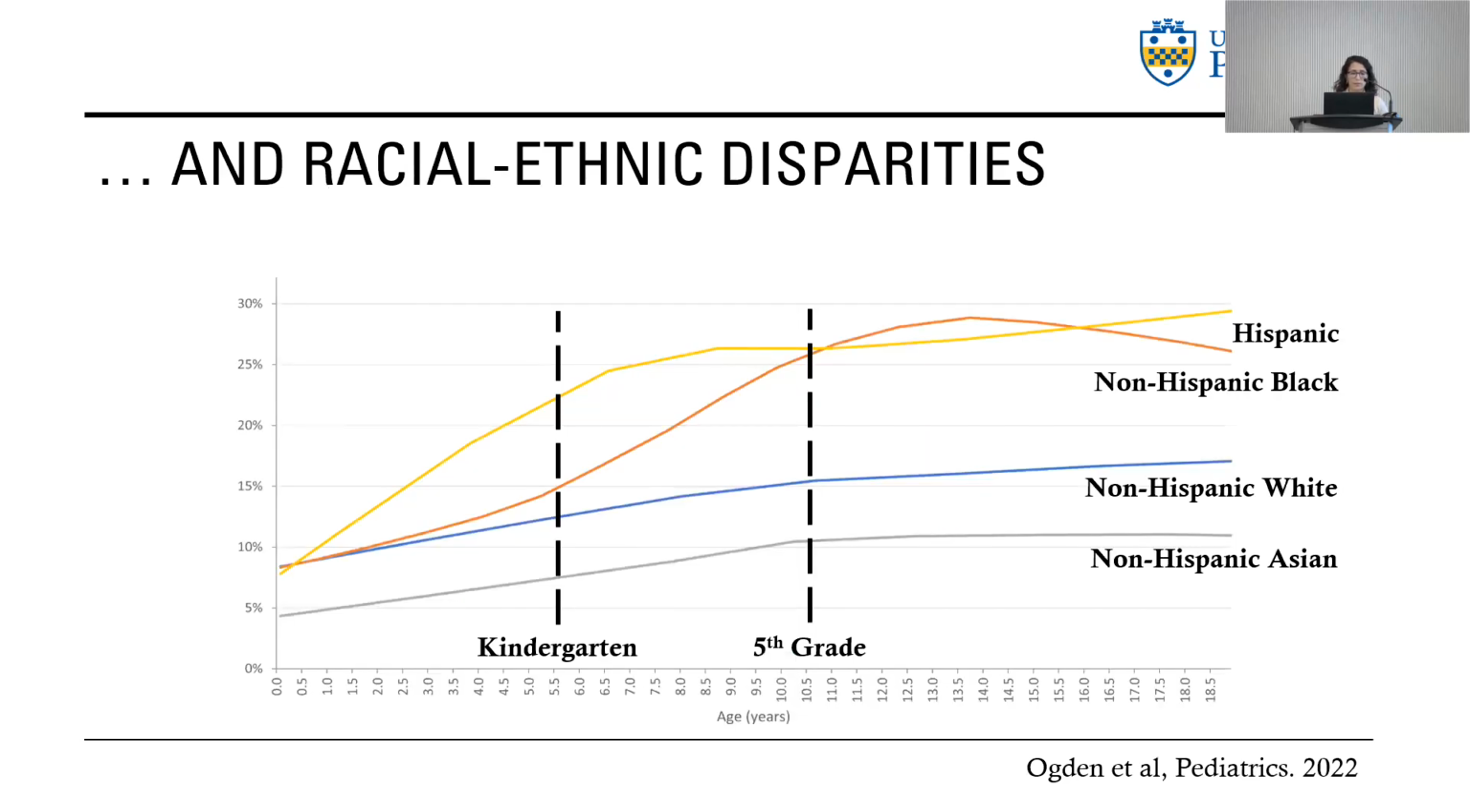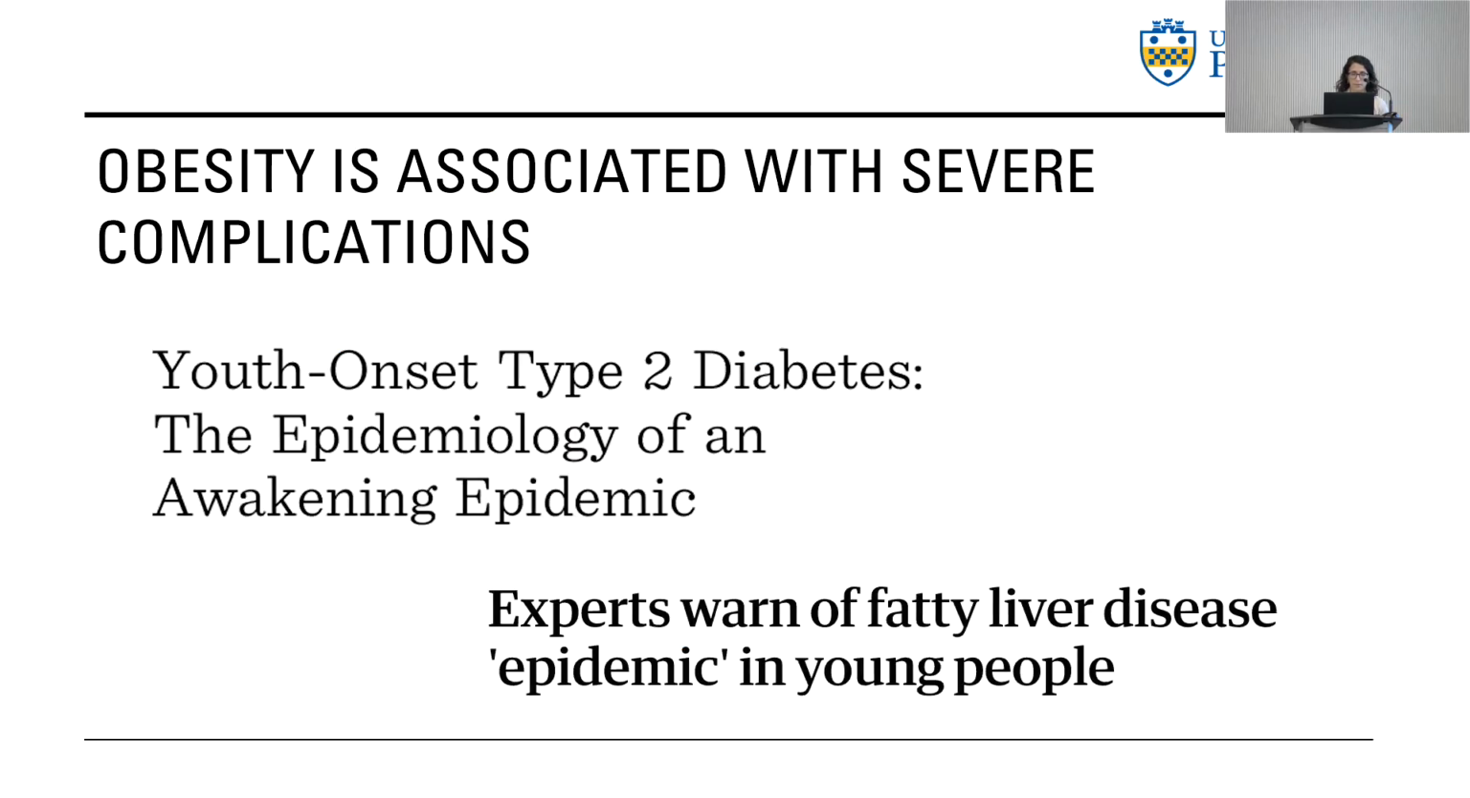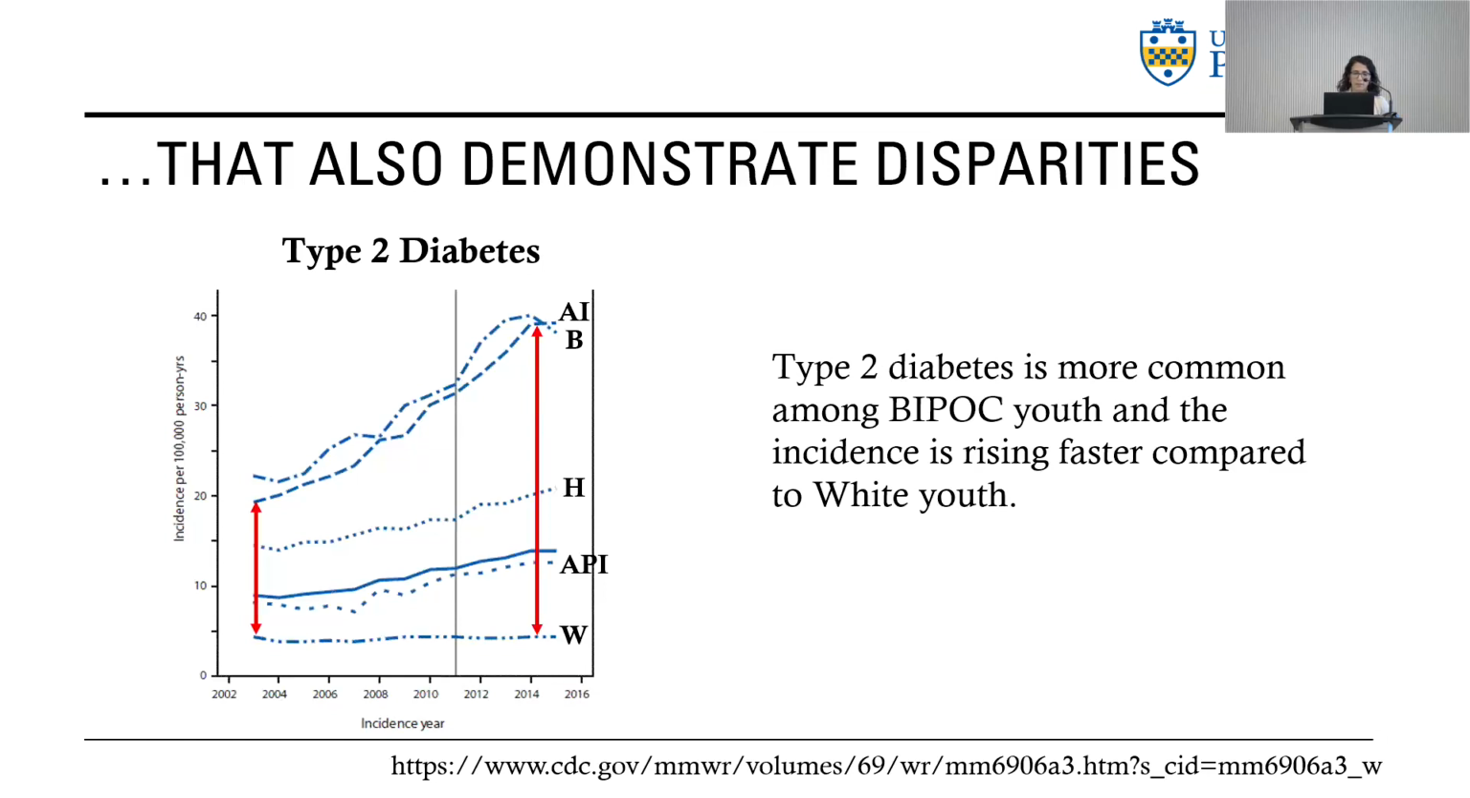Unfortunately, there are also significant racial and ethnic disparities in obesity prevalence, with non-Hispanic Black and Hispanic children having a significant rise in obesity even as early as kindergarten and 5th grade, and these disparities persist throughout childhood. This has led to severe complications that emerge in childhood, including type 2 diabetes and fatty liver disease, which are being termed epidemic. And these also have disparities across racial and ethnic groups. Type 2 diabetes is an unfortunately significant example of this, with Black youth and other youth of color having significantly higher incidence and prevalence of type 2 diabetes than white youth.